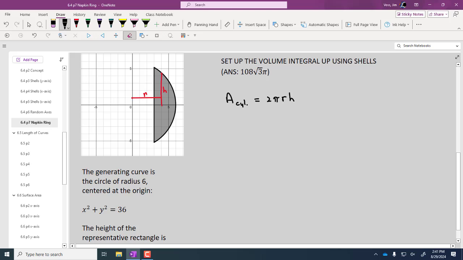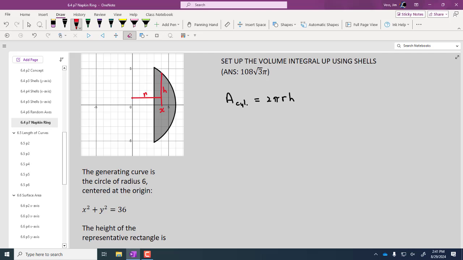Do we integrate with respect to x or y in the end? Because this is the random element. We're drawing a representative element. It's just random. We're going to say it's at x. So, vertical element at x. Oh, man. Thought I had it figured out.